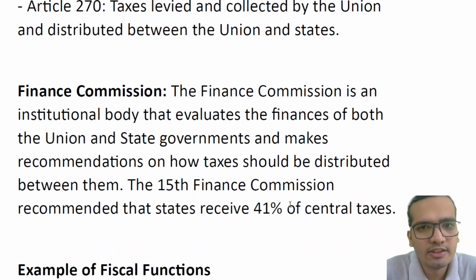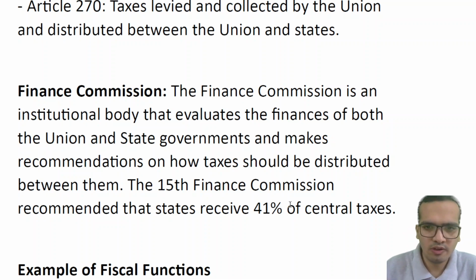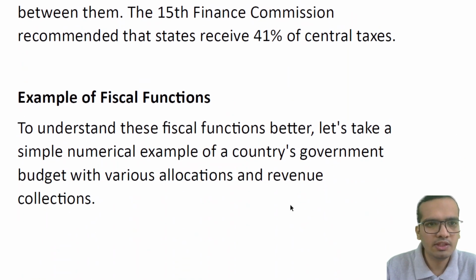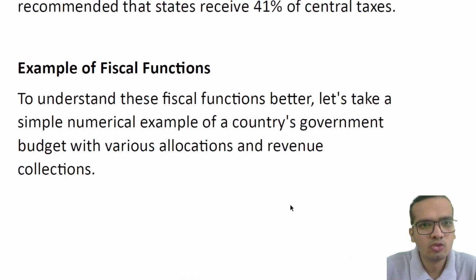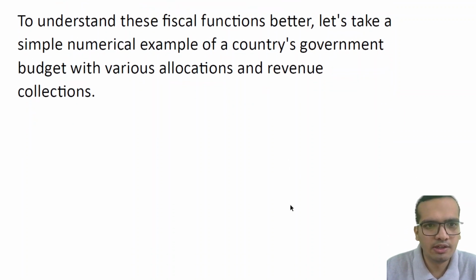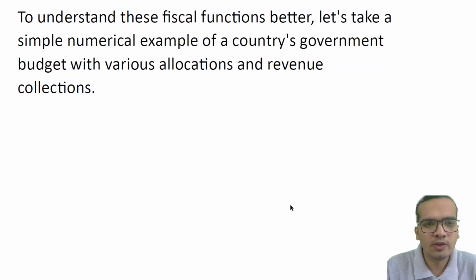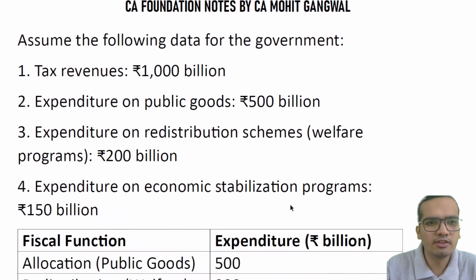Then comes the Finance Commission. The Finance Commission is an institutional body that evaluates the finances of both the union and the state governments and makes recommendations on how taxes should be distributed between them. The 15th Finance Commission recommended that states shall receive 41% of central taxes. Here are some examples of fiscal functions. So to understand these fiscal functions better, let's take a numerical example of our country's budget with various allocation and revenue collection. So here is an example.